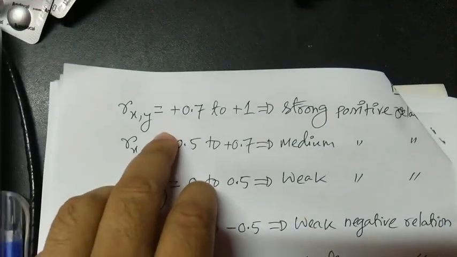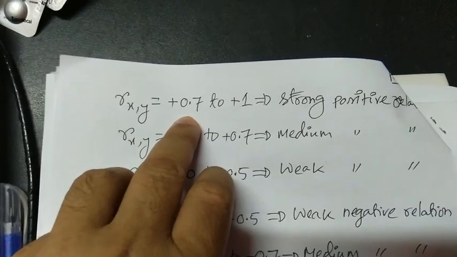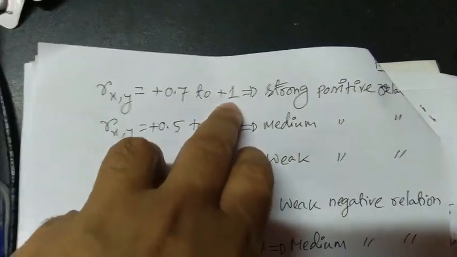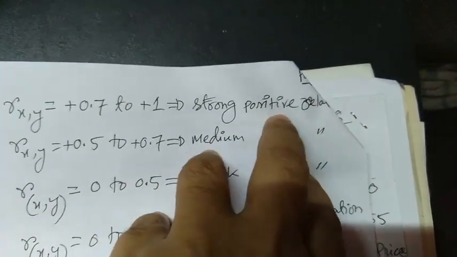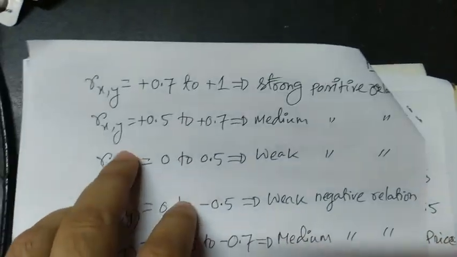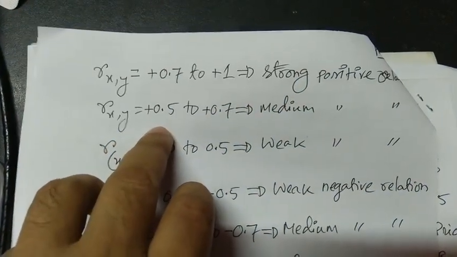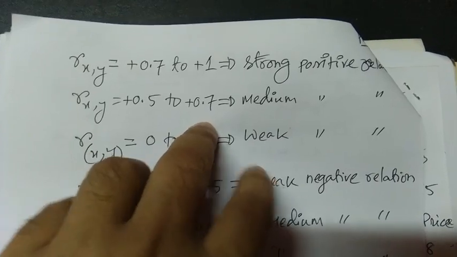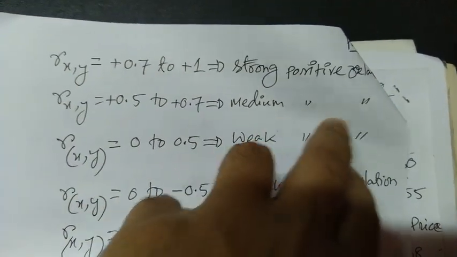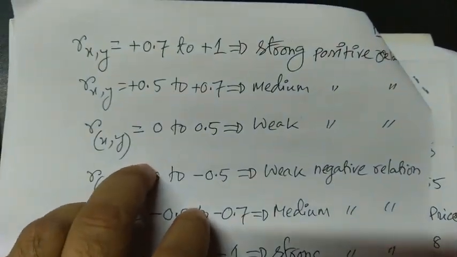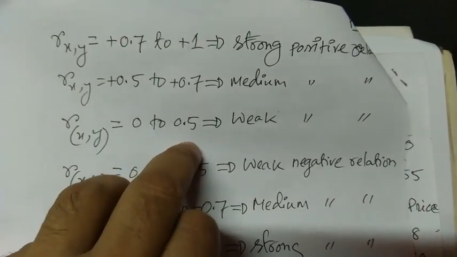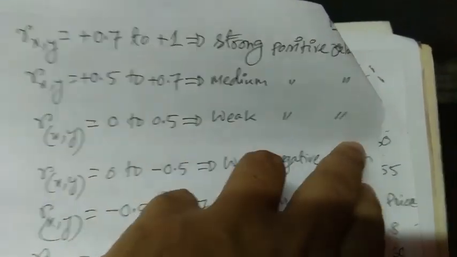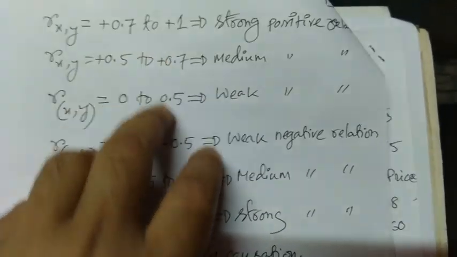If the correlation coefficient value is between plus 0.7 to plus 1, we will say strong positive relation. If the value is between plus 0.5 to plus 0.7, we will say medium positive relation. If the value is between 0 to 0.5, we will say weak positive relation, because all these are positive.